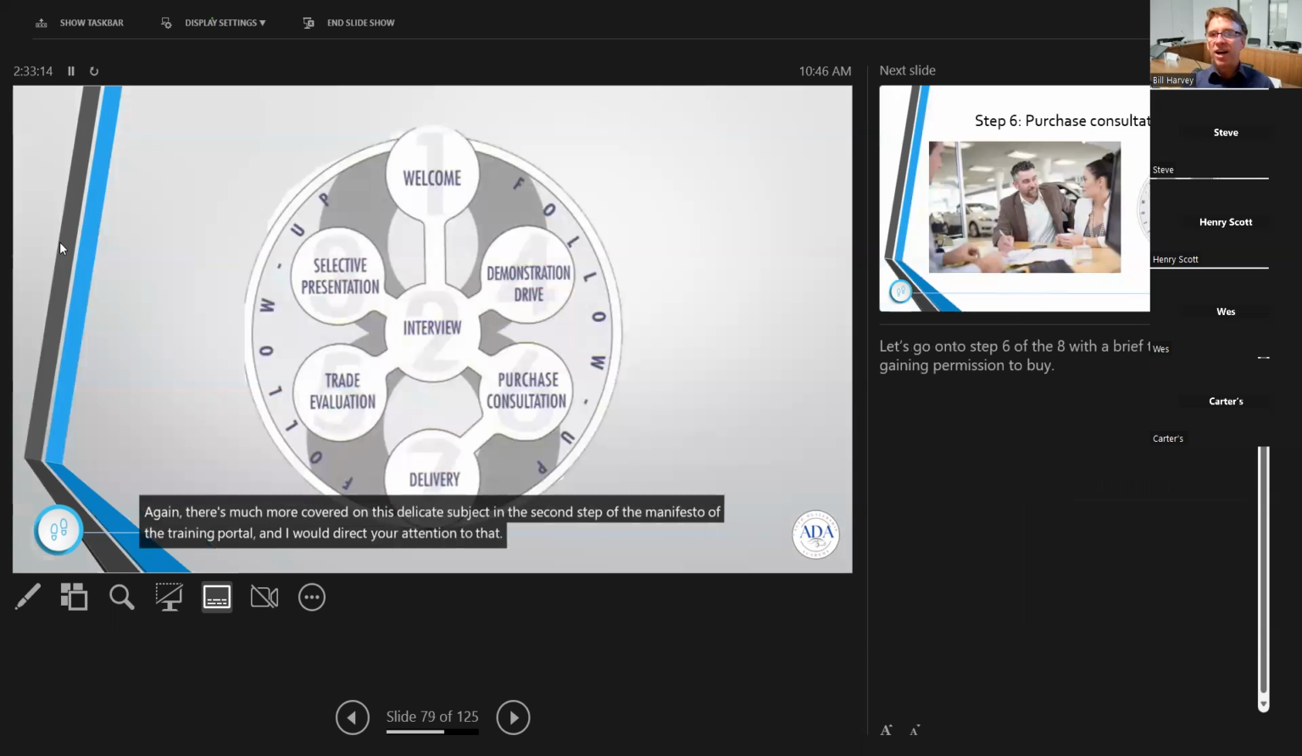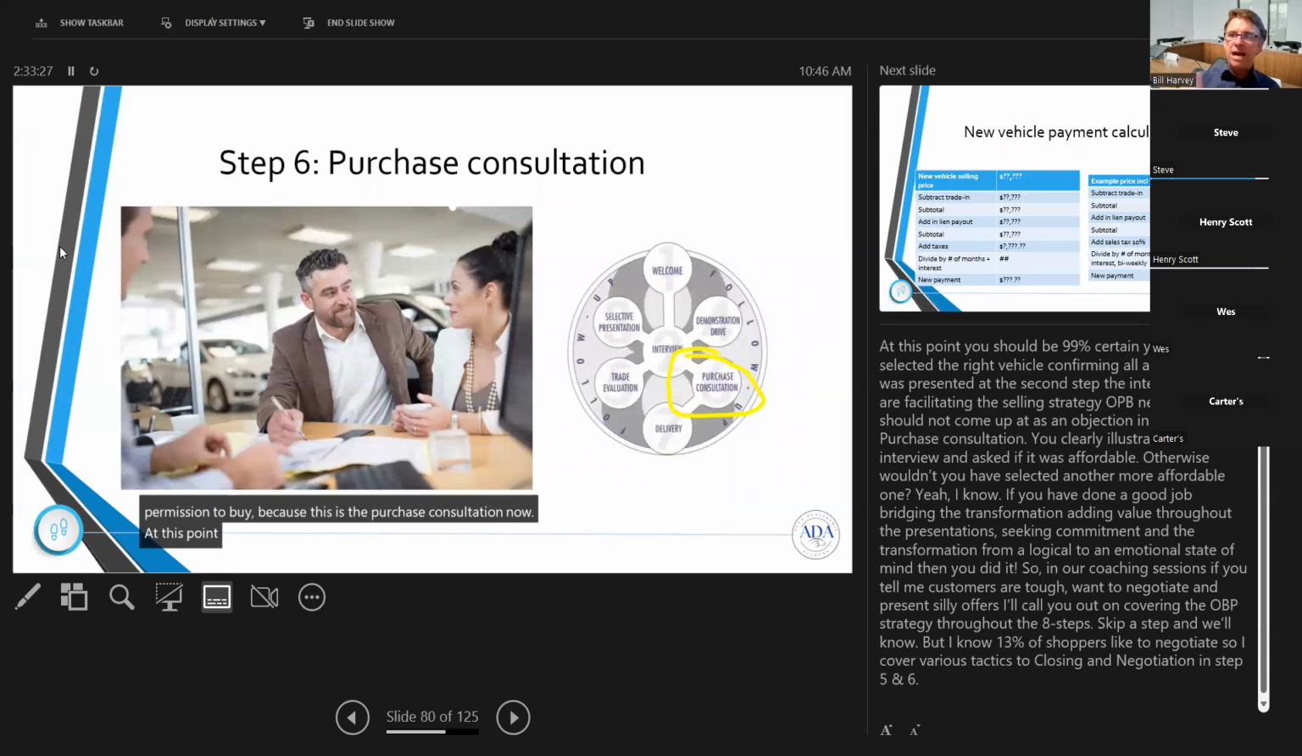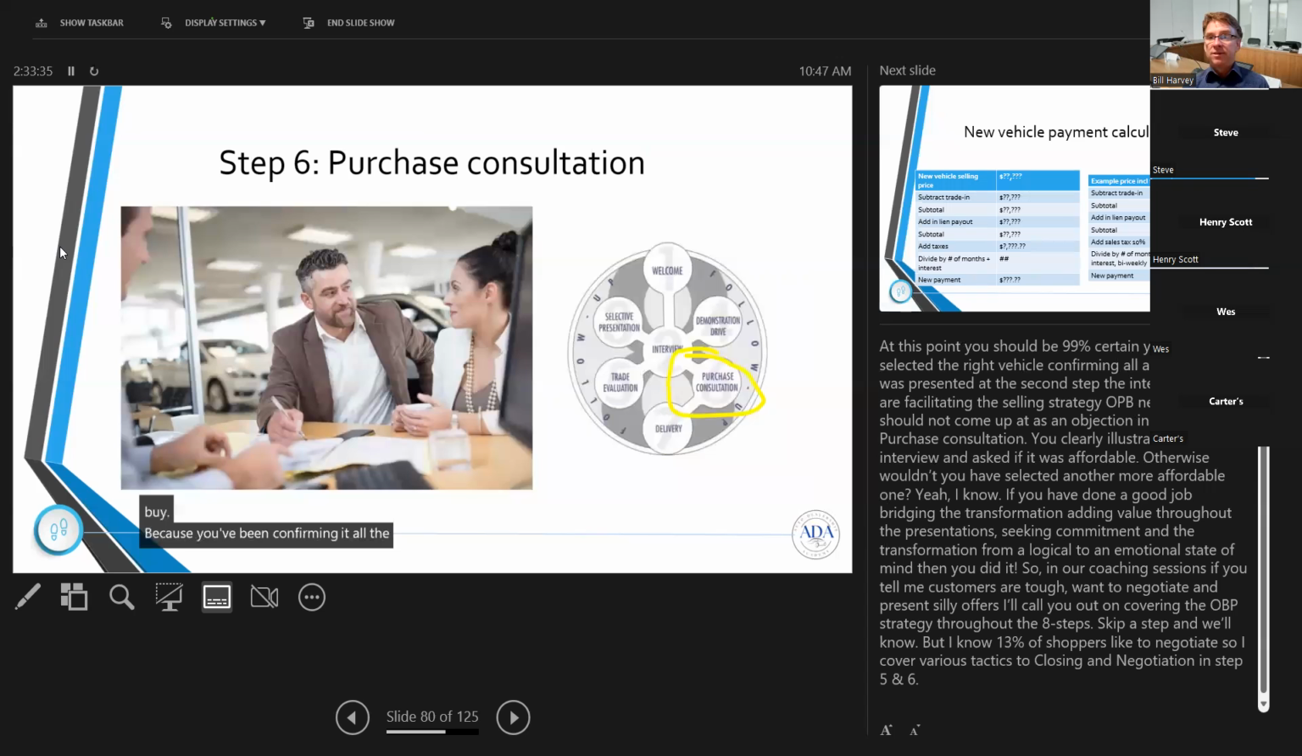So let's go on, in the interest of time for today, to step 6 of the 8 with a brief tactic for gaining permission to buy, because this is the purchase consultation now. At this point, you should be 99% certain you have selected the right vehicle and they're going to buy it because you've been confirming it all the way along. The price was presented at the second step, the interview.